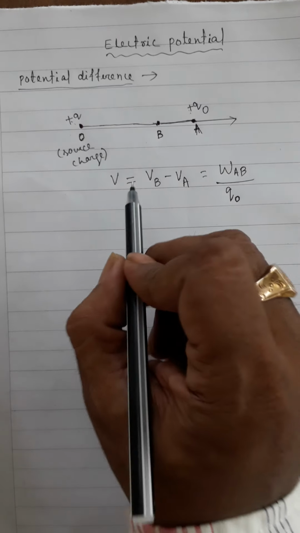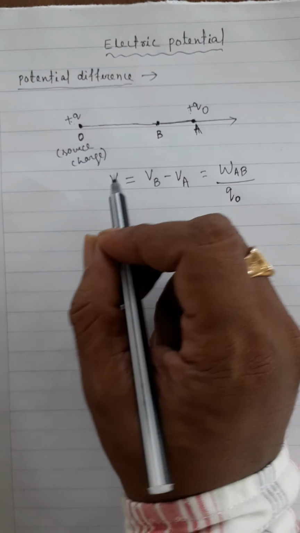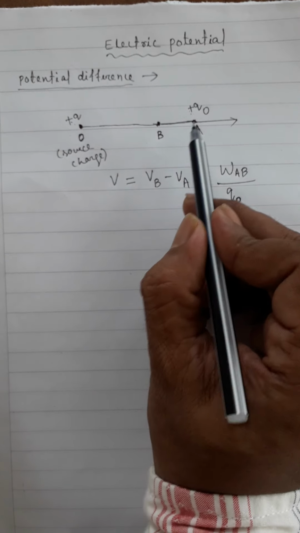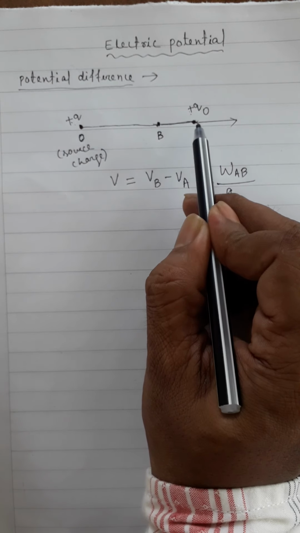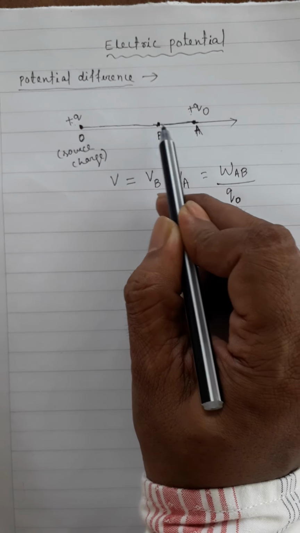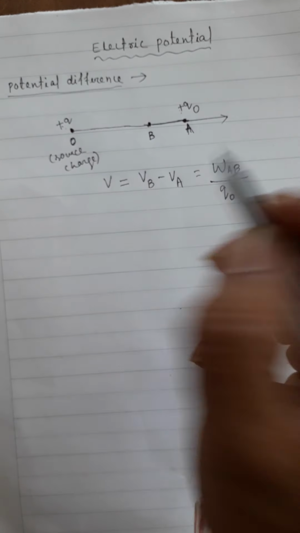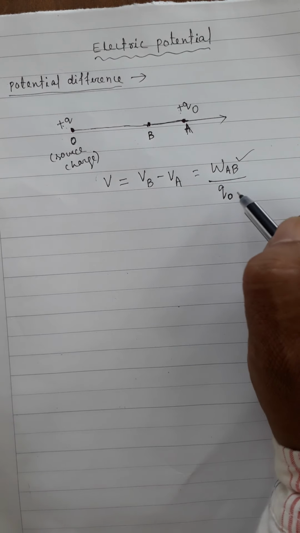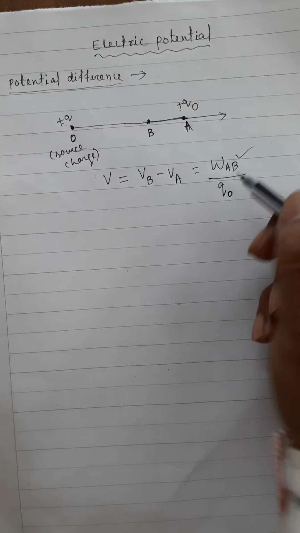So the potential difference between 2 points in an electric field is the work done on a unit positive charge in moving from one point to the other against electrostatic forces. So basically, electric potential is the work done on a unit test charge.